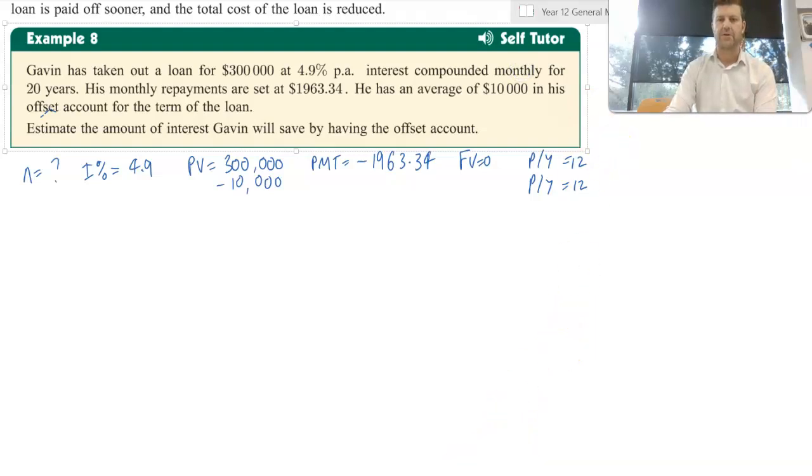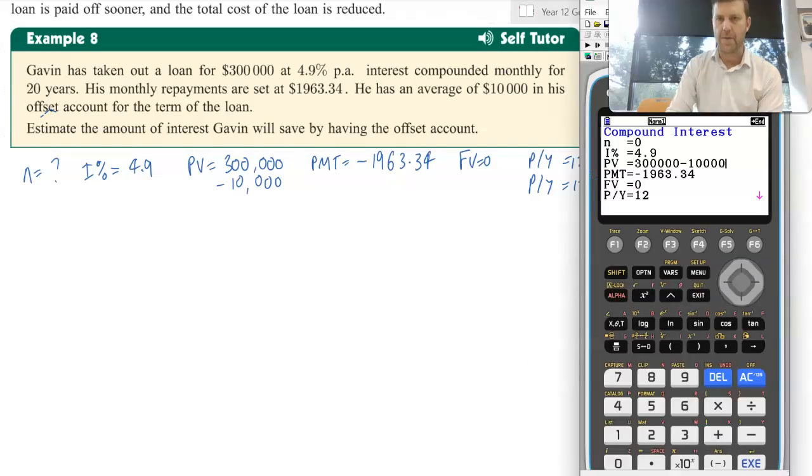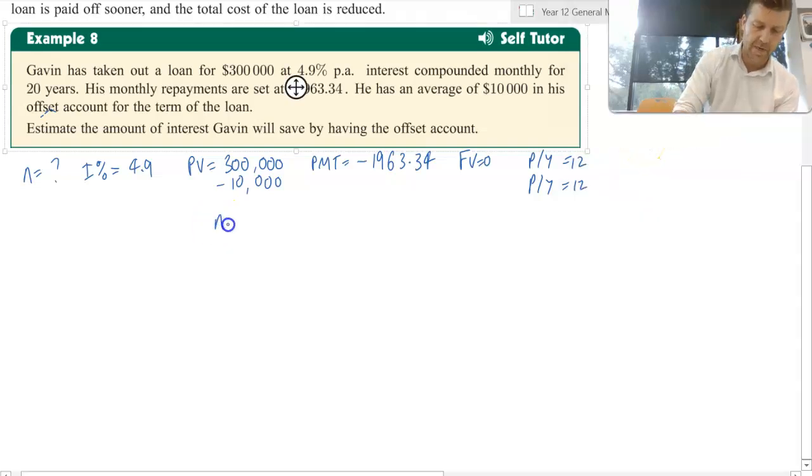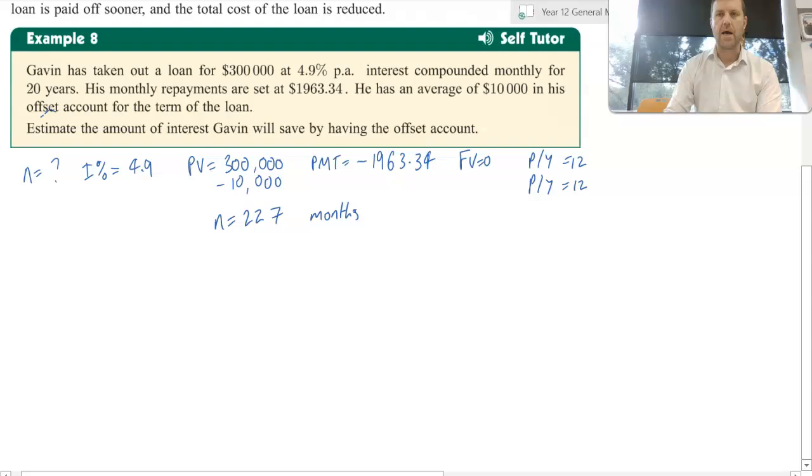So let's go ahead and throw those in the graphics calculator and ask it how long will it take in months. So I've already done that. Notice here that my PV is 300,000, take 10,000. Once I've got those values in, I'm asking the calculator to determine how many months it would take me to pay off that loan. So what is the value of N? Here we're going to round that up again to 227 months. So N equals 227 months to pay off the loan using the offset account of approximately $10,000, or average $10,000, to reduce the amount of interest.